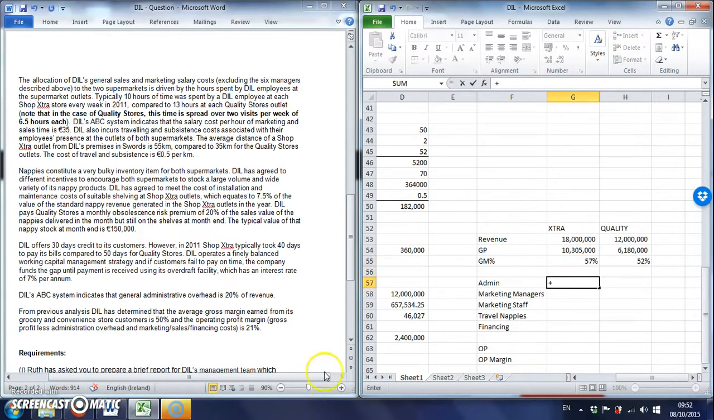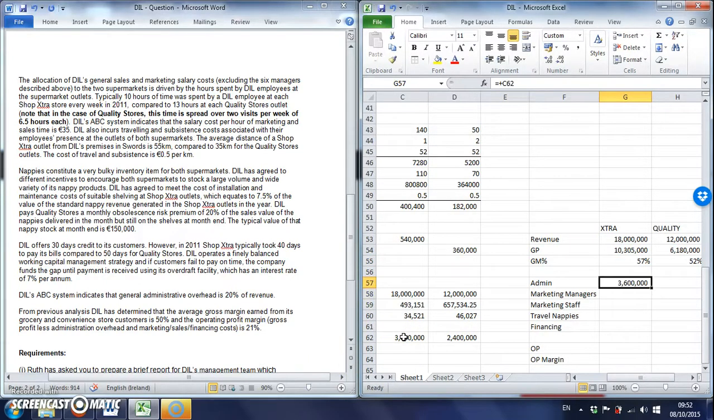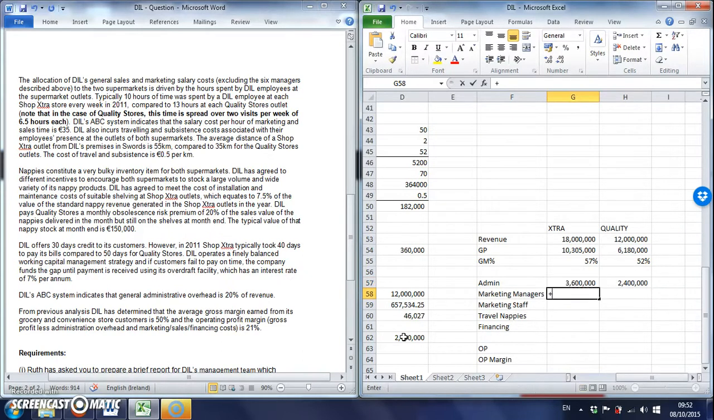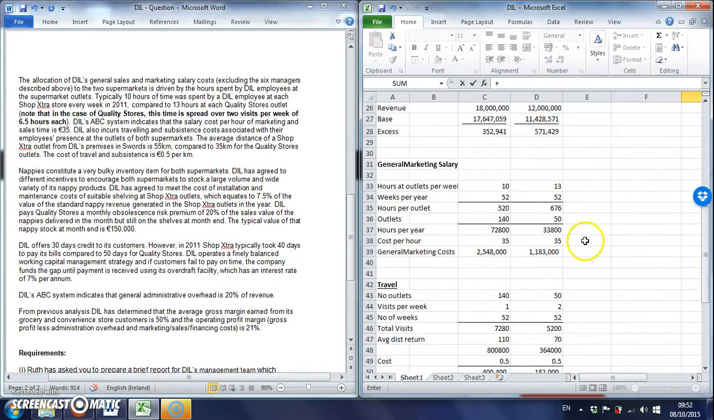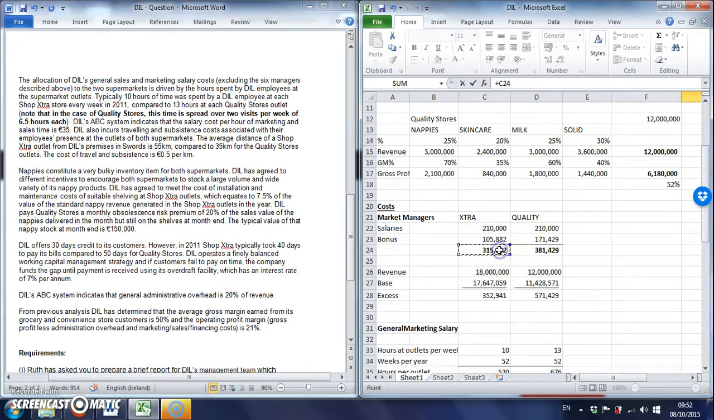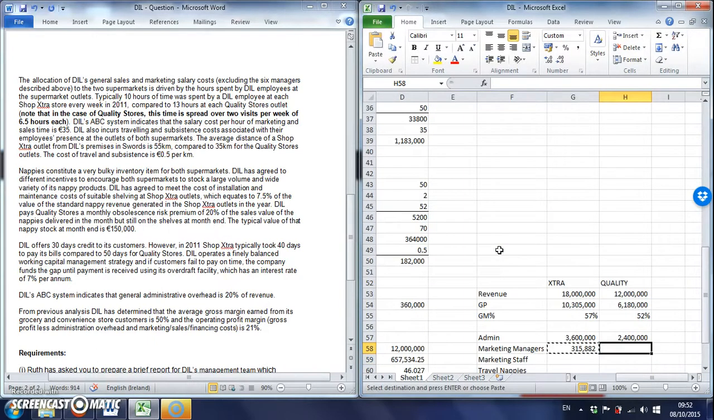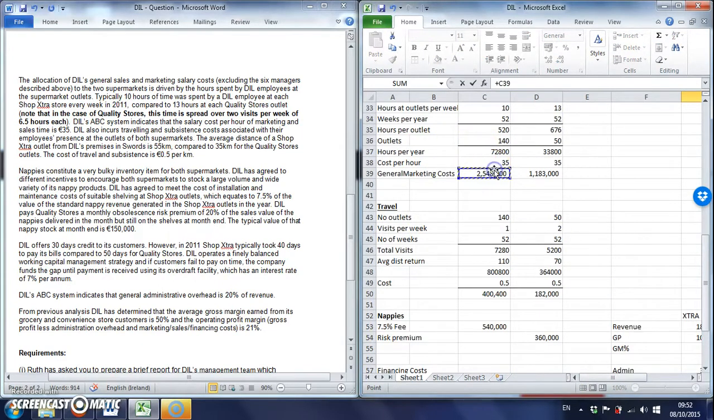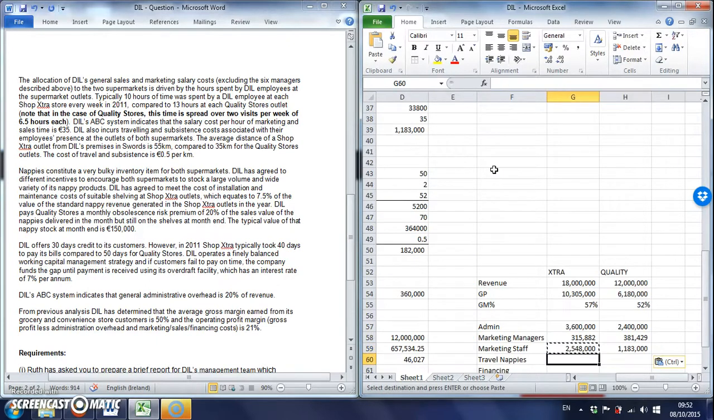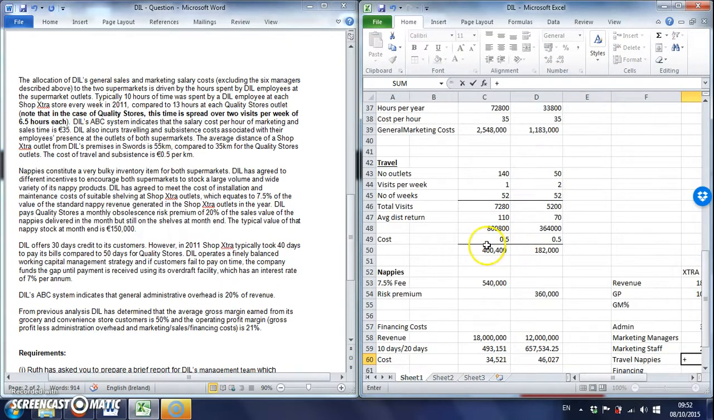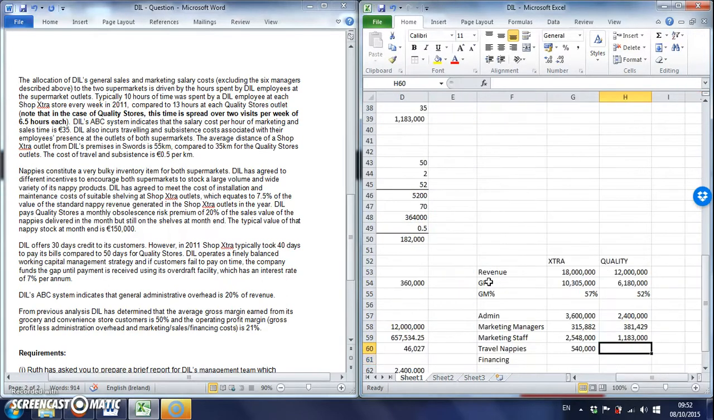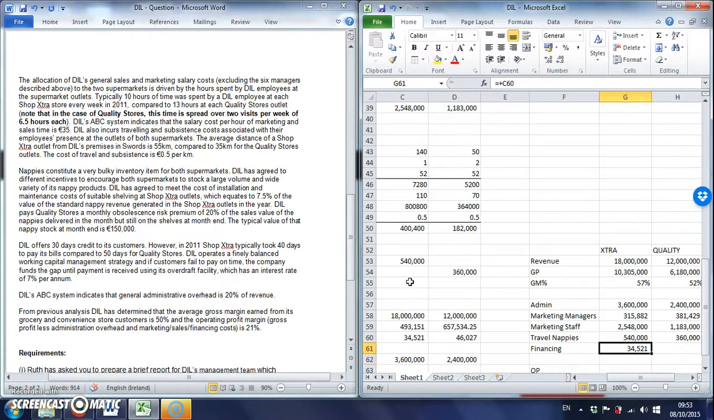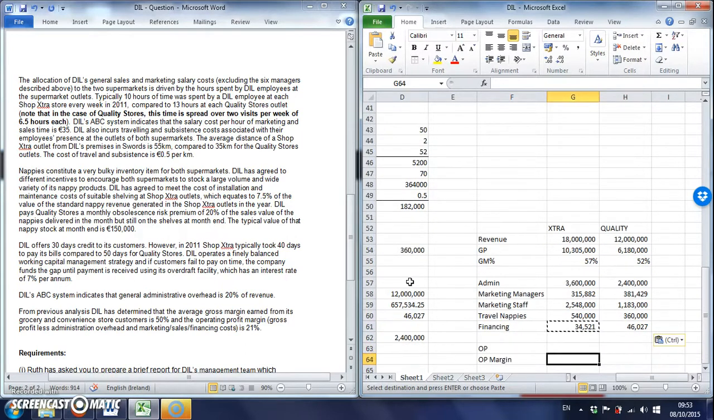The admin, we've already said, is down here, 3.6 million and 2.4 million. Marketing managers costs, so again, all this has been done already. I'm just bringing it in: 315,000 and 318. Marketing staff, 2.5 million and 1.1. Nappies, 540,000 and 360,000. And finally, the financing costs is 34 and 46.